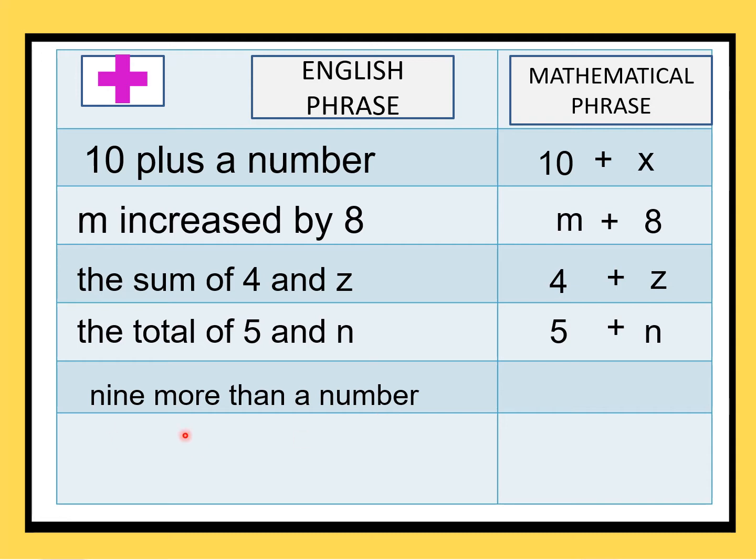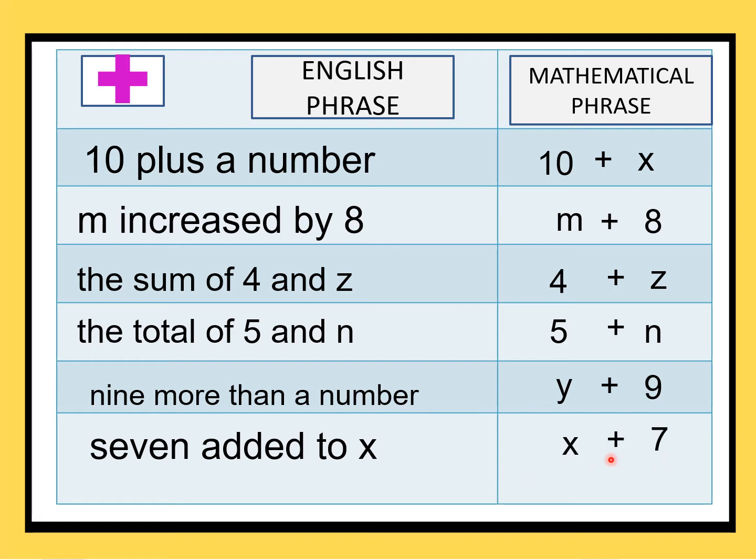Number 5, 9 more than a number. So ang keyword is more than. So ibig sabihin nito, 9 ay dinagdag sa given number. So we have y plus 9. So 9 more than a number. Next is 7 added to x. So, the keyword is added to. So, 7, idinagdag sa x. So, therefore, the mathematical phrase is x plus 7.